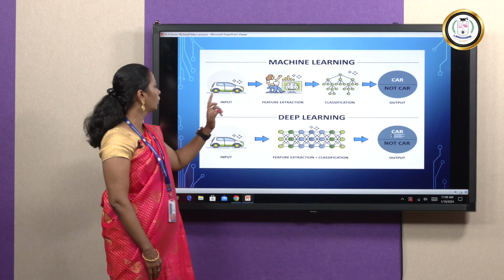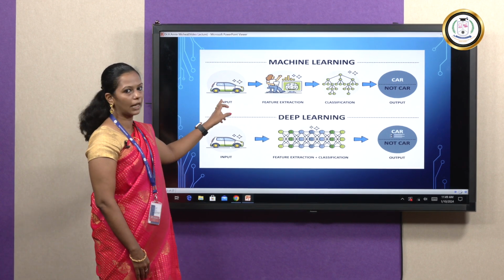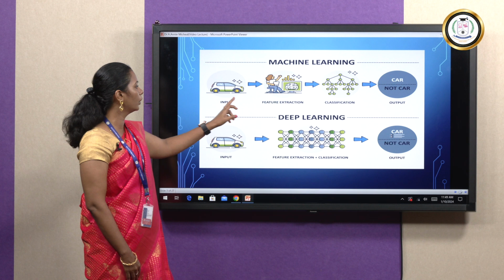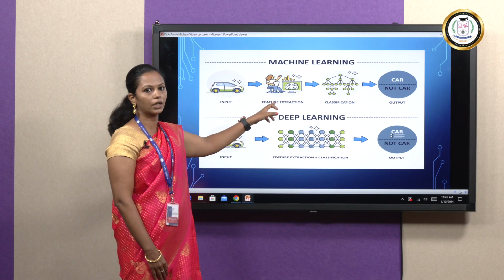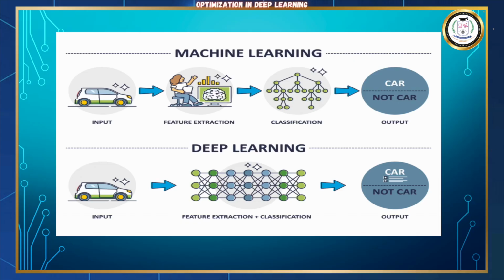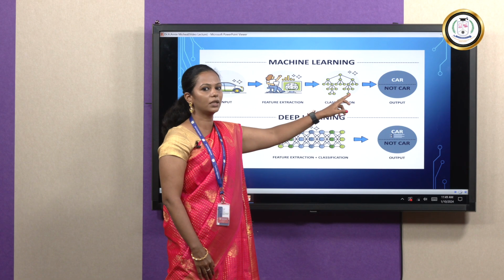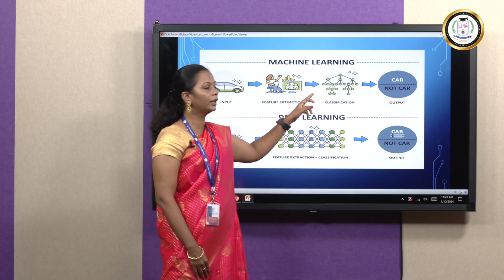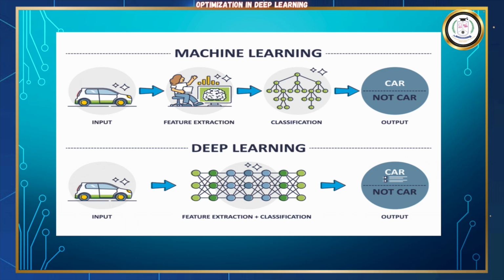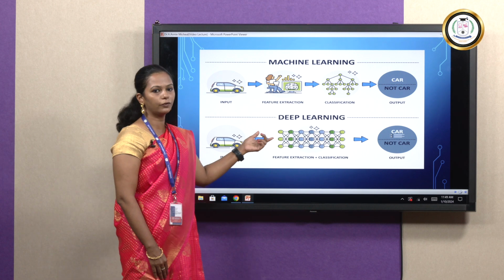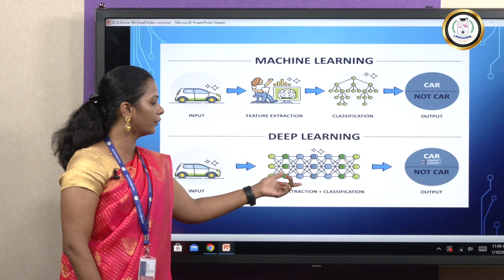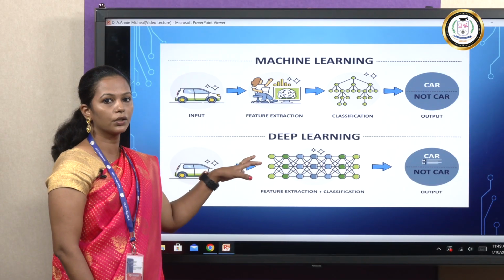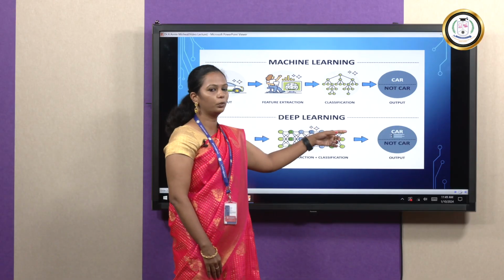For machine learning, we have an input data which is a car image, and from this car image we are going to extract features of the car such as shape and texture, and after extracting the features we are going to classify it, and we have two class labels here, car and not a car. Since the image has a car, your output will be a car class. Next is deep learning. The advantage of deep learning is that when we give an input, it will extract the features automatically and classify it in a single neural network which consists of multiple layers, and you will get an output as a car.